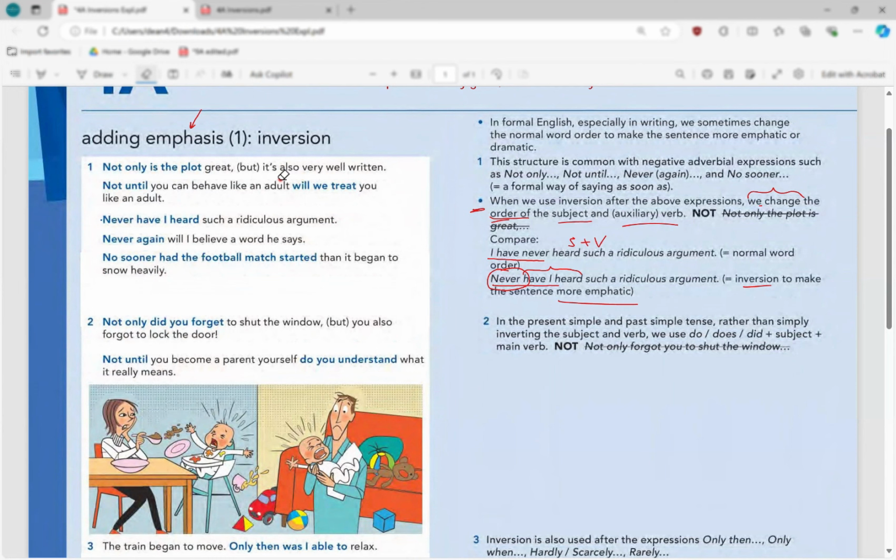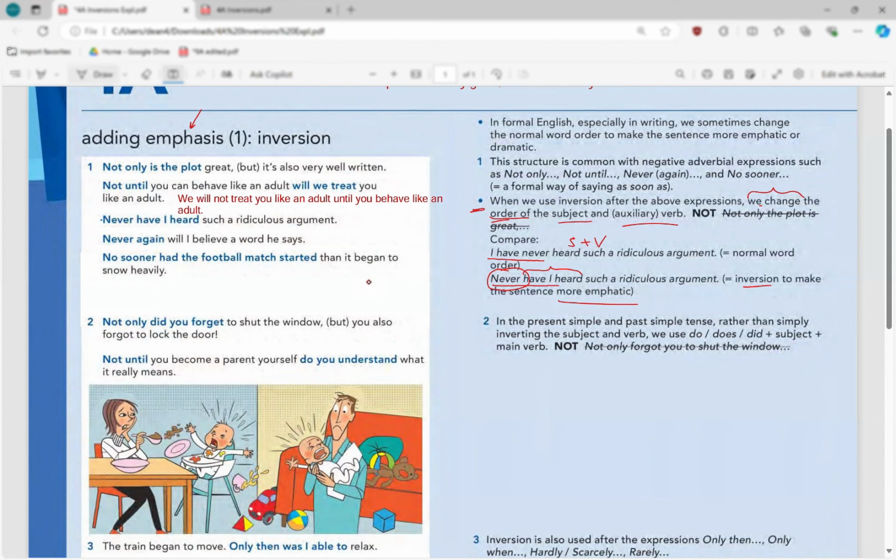Right? So how would be the normal structure of this one? "Not until you can behave." So it will be like that, guys. We will not treat you like an adult until you behave like an adult. You see, if you want to compare it, guys, this is a little bit different, right? We will not treat you like an adult until you behave like an adult.